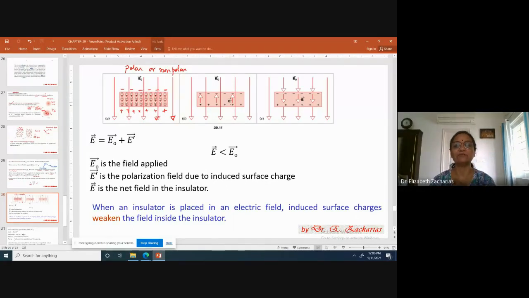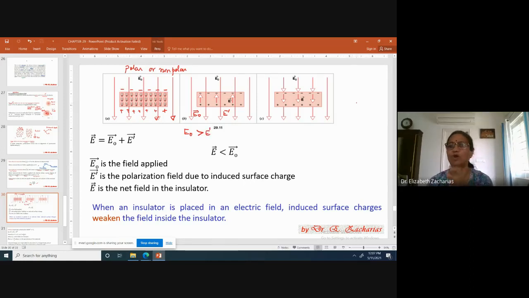This electric field that it sets up is called the induced field. Look at the direction of the induced field. The induced field is opposite in direction to the applied field. Applied field is this, and the induced field is in a direction opposite to it. Here stops the similarity between conductor and dielectric. In the case of a conductor, E naught was equal in magnitude to E prime. But in the case of a dielectric, you will find that E naught will be greater than E prime.